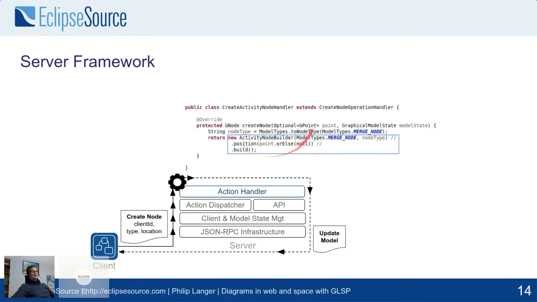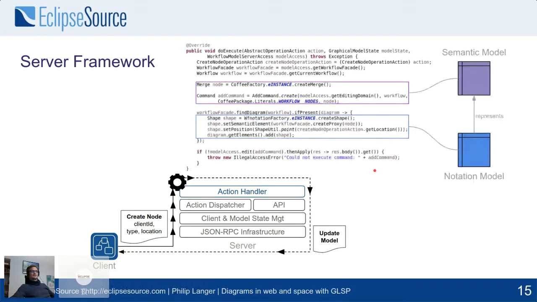And that's basically what this action handler would look like for creating a node. You basically have to implement one method which actually performs this operation and then returns the node, which would then be inserted into the diagram, so that we can then send the model update to the client. Of course, this is a very simple example. There are more sophisticated use cases.